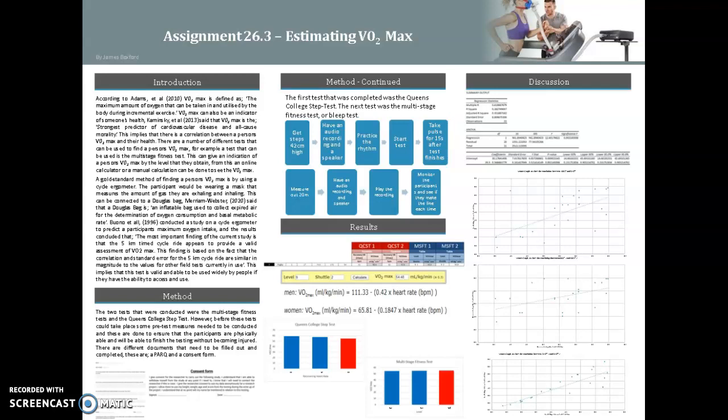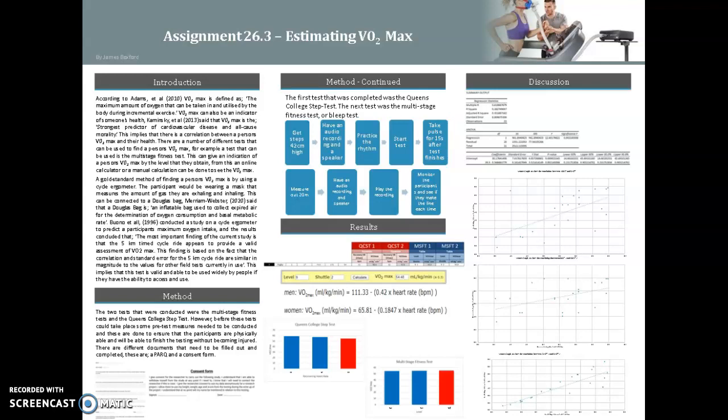This is an online calculator sourced from Brian Mack, and it allows you to input the level that the participants scored. So they scored level 9, shuttle 2, press calculate, and it gives the VO2 max score of 54.48. This is a very handy tool as it gives the researcher ease of access, so they're able to easily access the online calculator. It also saves a lot of time.